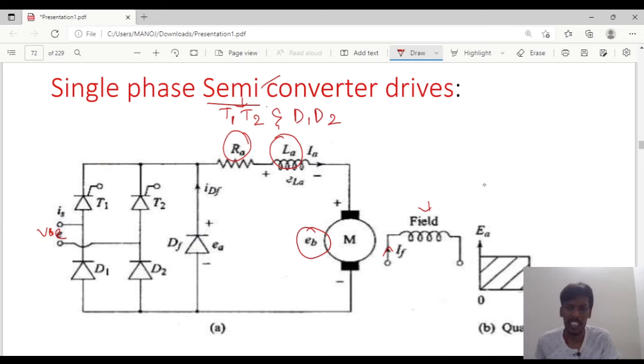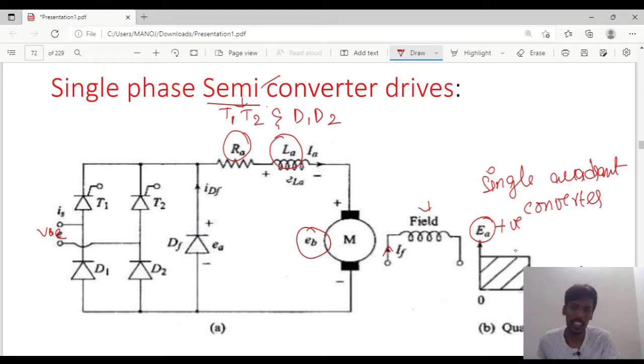The semi converter drive we will call a single quadrant converter. We call it a single quadrant converter because the voltage and current, if you observe here, are in the first quadrant. The voltage and current are both positive here, and they are in only one quadrant. So we call semi converter drives single quadrant converters.